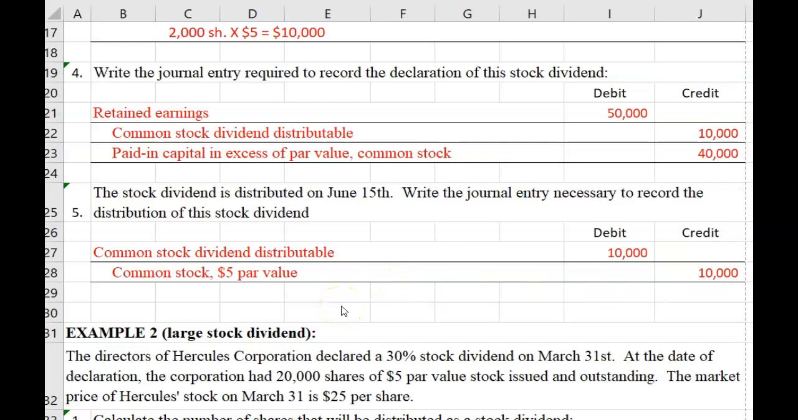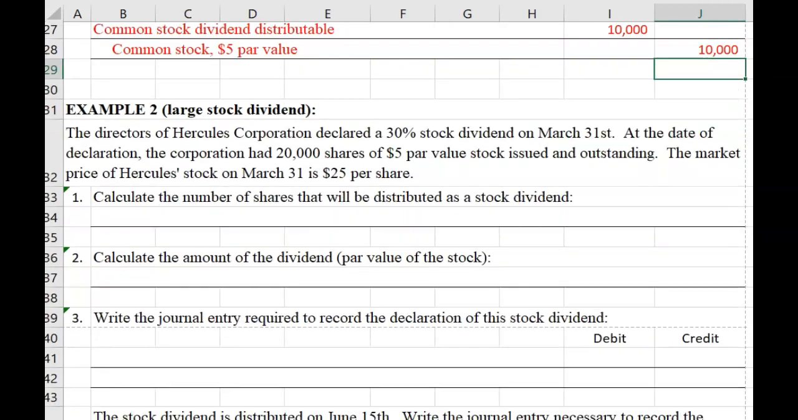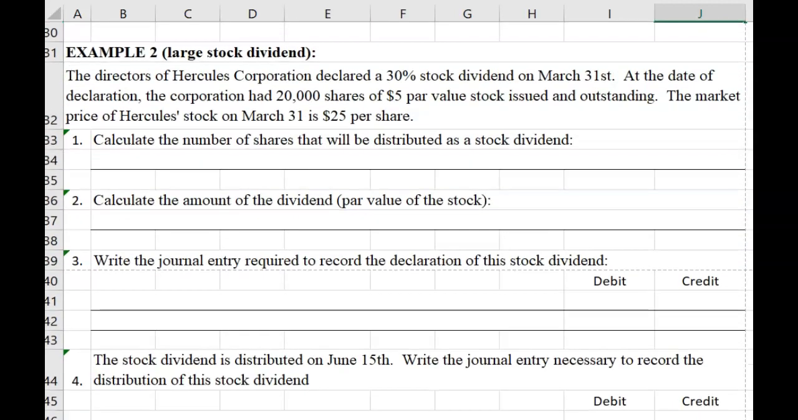Well, that was an example of a small stock dividend. Let's do mostly the same facts, but make it a large stock dividend. The directors of Hercules Corporation declared a 30% stock dividend on March 31st. At the date of declaration, the corporation had 20,000 shares of $5 par value stock issued and outstanding. The market price of Hercules stock was $25 per share.